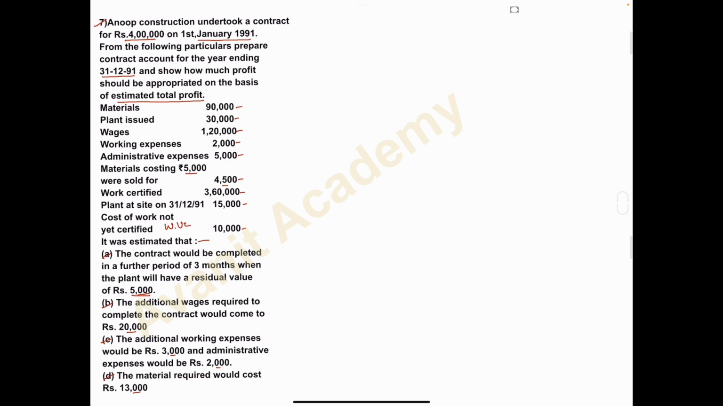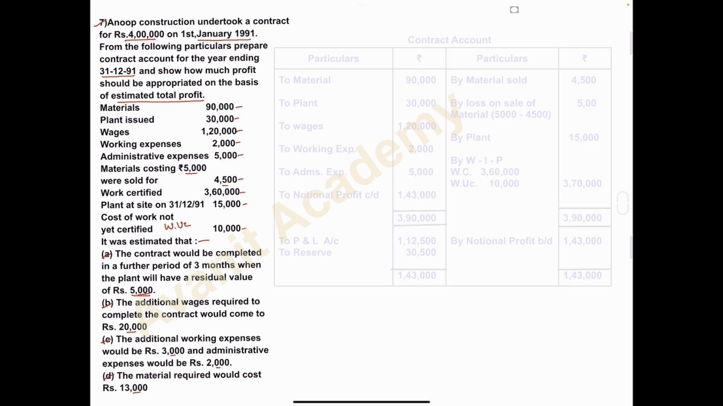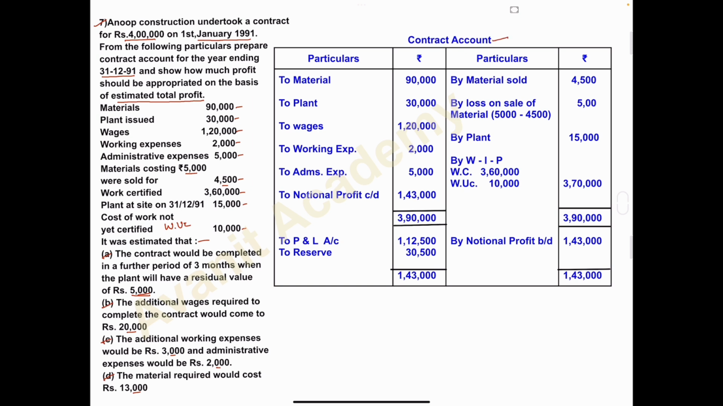So let's start the solution. Heading: Contract Account. Particulars, rupees; particulars, rupees. This is the debit side and this is the credit side. First, what do we have to take? Material. Material amount is 90,000. So write to material 90,000.